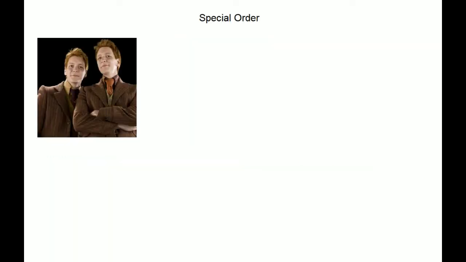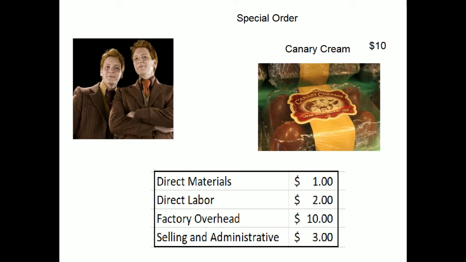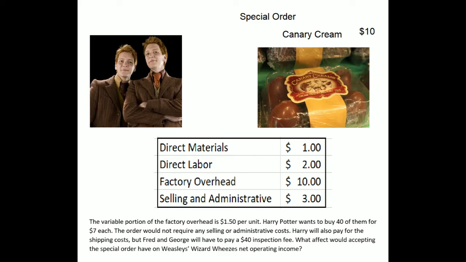Now, the second decision that Fred and George are going to have to make is the special order. One of the sweets Weasley's Wizard Wheezes sell is a type of biscuit called Canary Creams. They sell them for $10 each, and these are the costs associated with producing and selling them. So we have direct materials of $1, direct labor of $2, factory overhead of $10, and selling and administrative of $3. The variable portion of the factory overhead is $1.50 per unit.